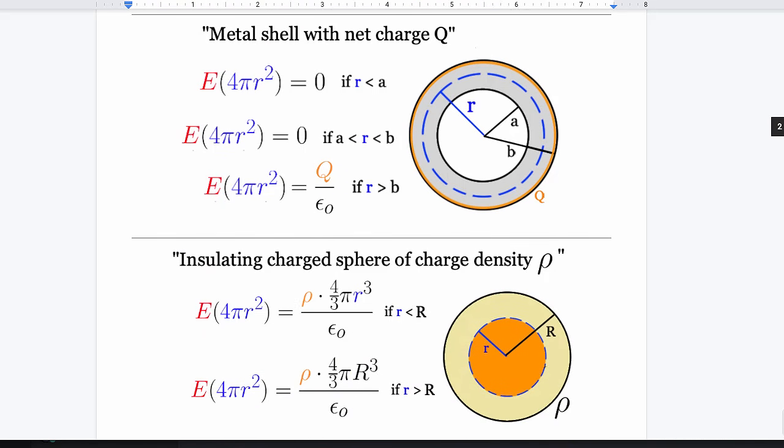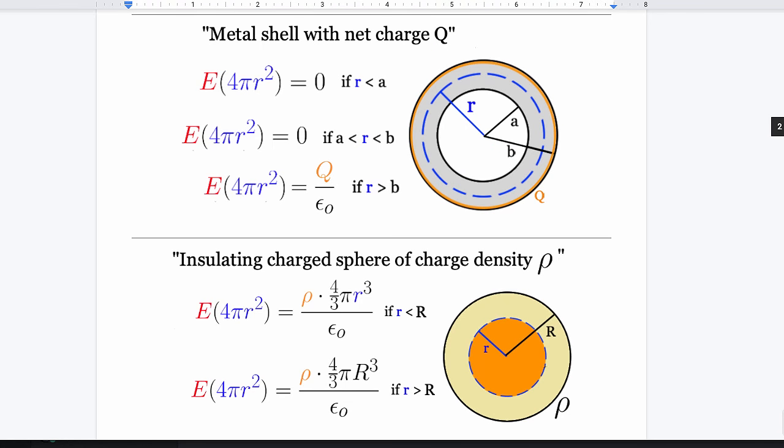What if you had a metal shell but there was no charge inside? Well, this time, inside here, less than A, you got no charge in there. What if you're in a metal? 0, always 0. Inside a metal, 0. What if you're outside here? Okay, well, the metal shell had a charge Q, so you're enclosing Q.